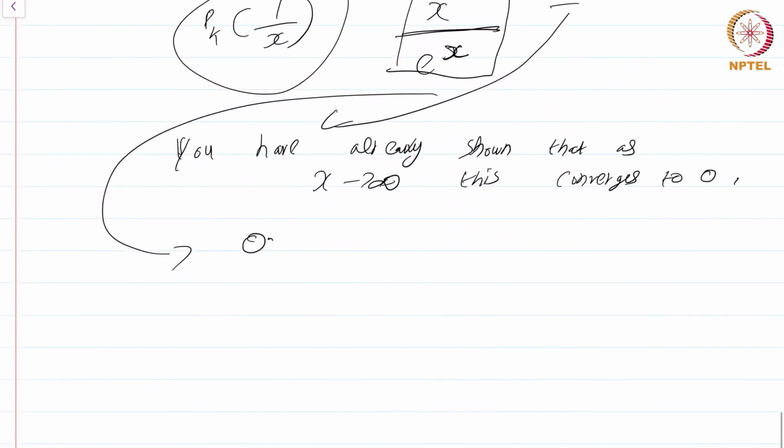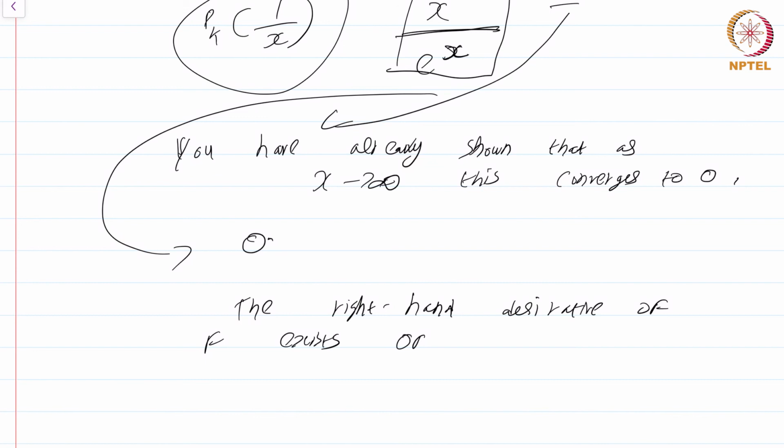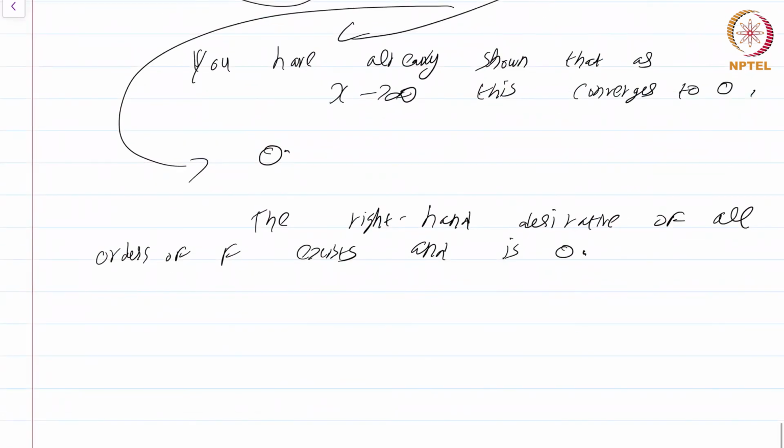The net upshot of all this is that the right hand derivative of f exists of all orders, and is zero. So the net upshot is that the function f is smooth.